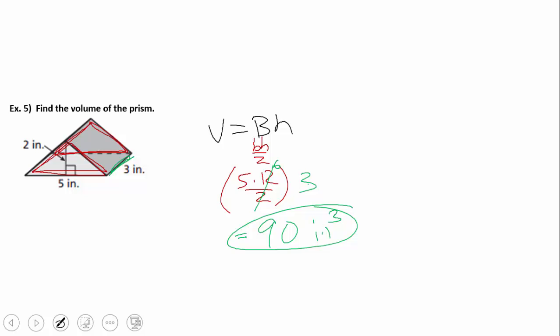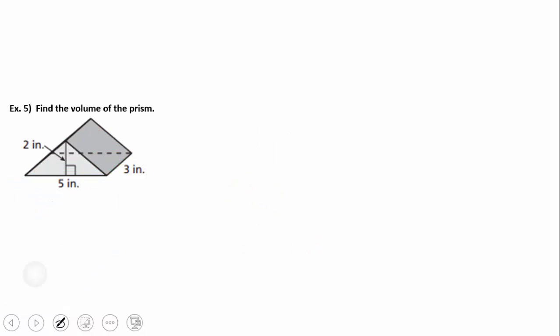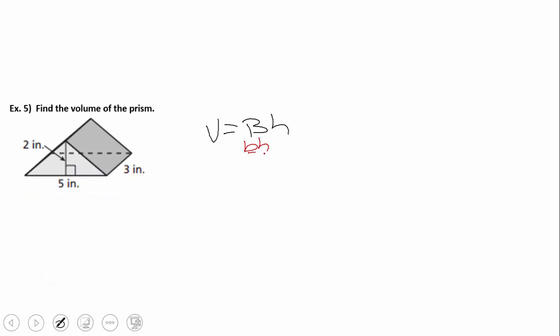Uh-oh. I made a mistake. I thought I was doing something wrong, and I just went back and looked. I had the wrong units, didn't I? Volume equals area of the base times the height. And the base times the height divided by 2, the numbers are 2 and 5, divided by 2, times the height of 3. So that's 10 divided by 2, which is 5. 5 times 3, that's 15 inches cubed.